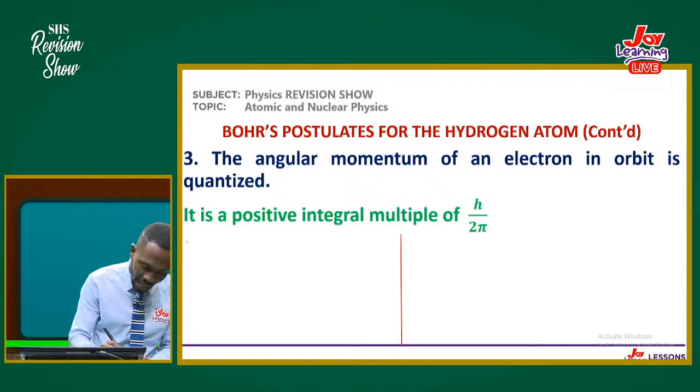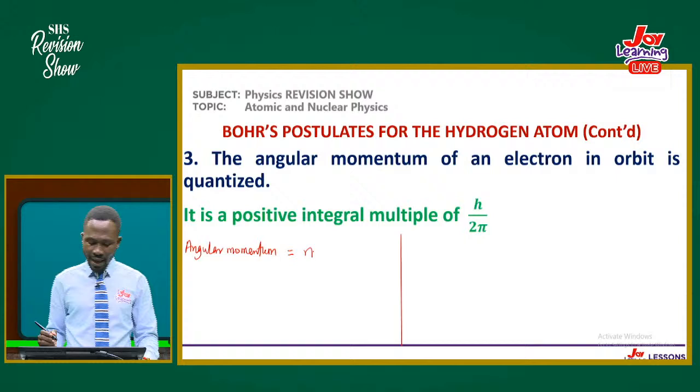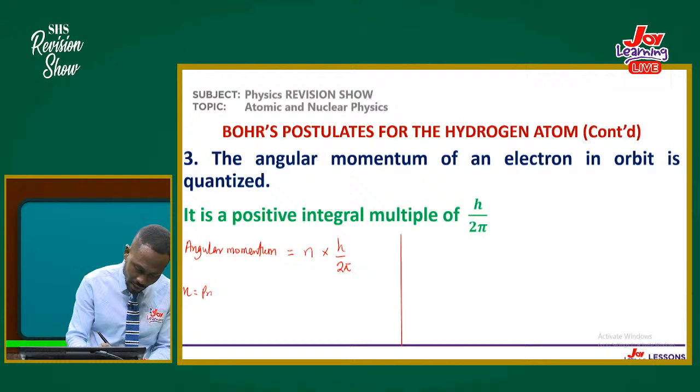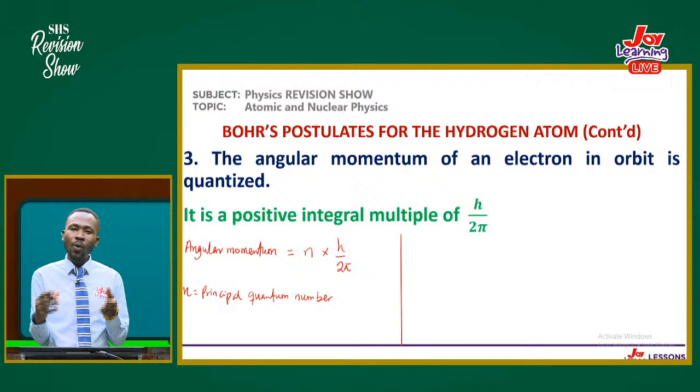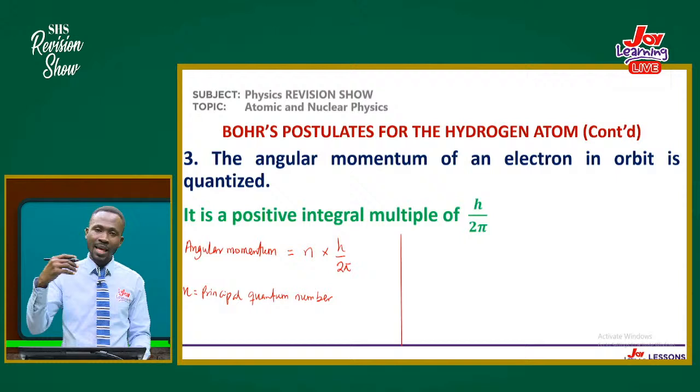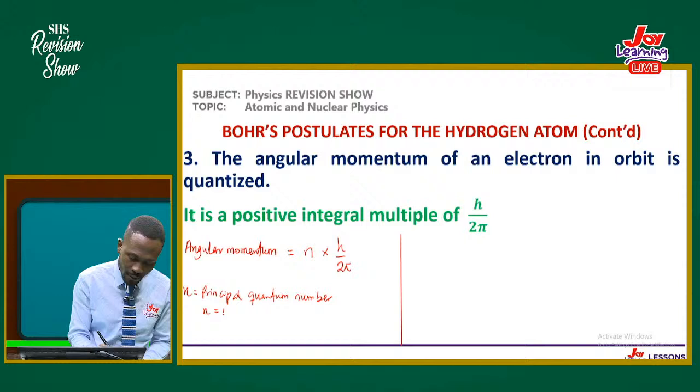That is to say, angular momentum is equal to n times h on 2 pi. What's n? n is called the principal quantum number. So depending on where the electron is, the orbit, the level of the electron, if it is just at the first orbit, then n could be 1. If it's at the second, n could be 2. Third, n could be 3. And then it continues. So n could be 1, 2, 3, and then it continues.